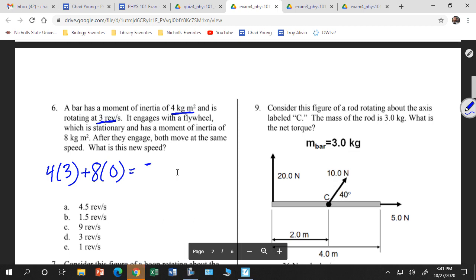They come together. That means you add the moments of inertia, and you calculate the new final speed, just like we did in chapter 6. So that's 12 equals 12 omega. So omega equals 1 revolution per second. Notice I didn't have to convert my units on this. Whatever I put in here, I can get out here. But that's not always true.